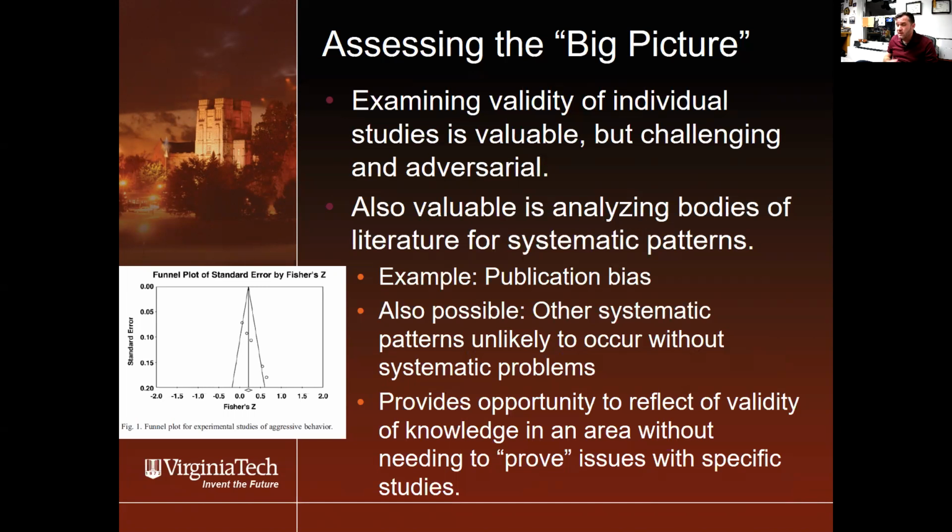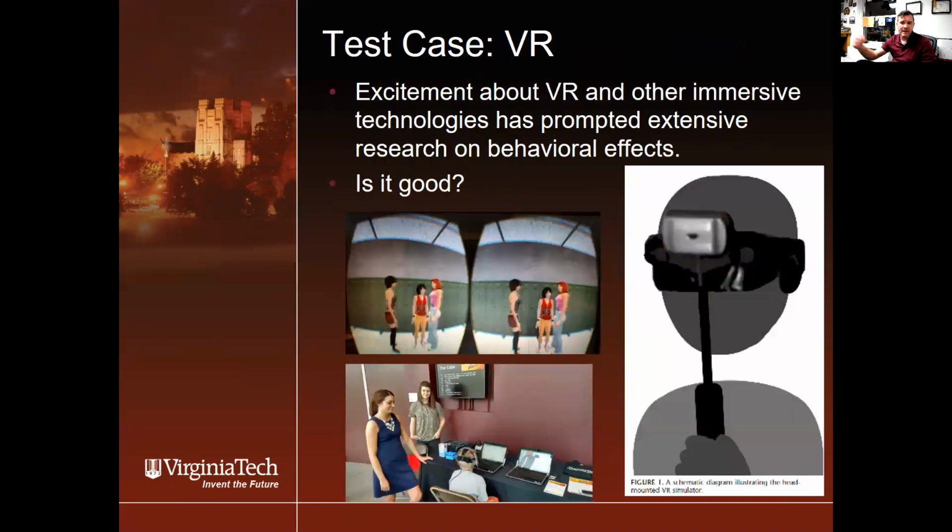In other words, ways to look at entire bodies of literature to identify trends that might make us question the validity of that literature, again, without necessarily zeroing in on specific studies. And that gives us a chance to reflect on the validity of knowledge in an area, without necessarily having to prove that a particular study is flawed or debate it. And again, an example I want to share with you, that we've done more extensive research on before we talk about video games, is virtual reality.